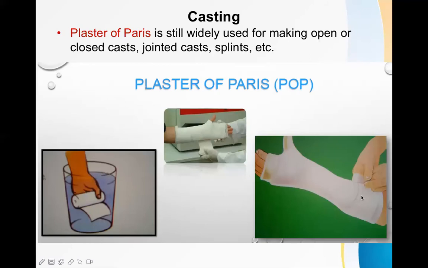Sometimes you don't want to put a cast all around. Have a look here. It is all around the fracture site, isn't it? But sometimes we just put this plaster of Paris on one side only, not everywhere, not like a rounded one. This is called a slab. Sometimes a slab may be necessary rather than the cast.